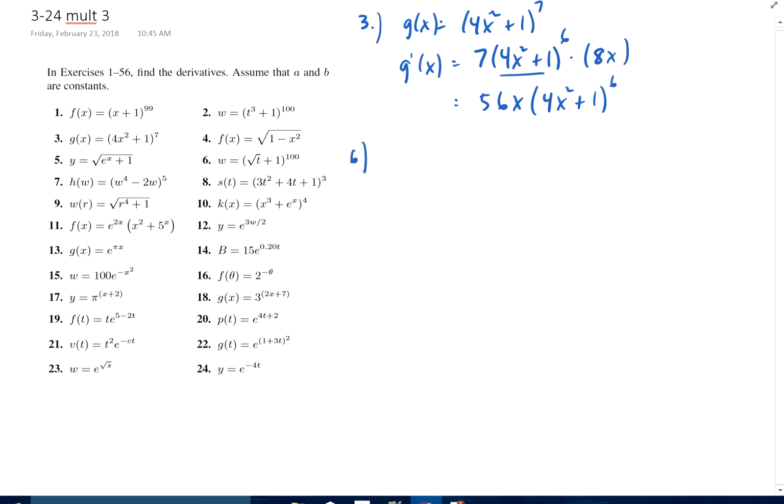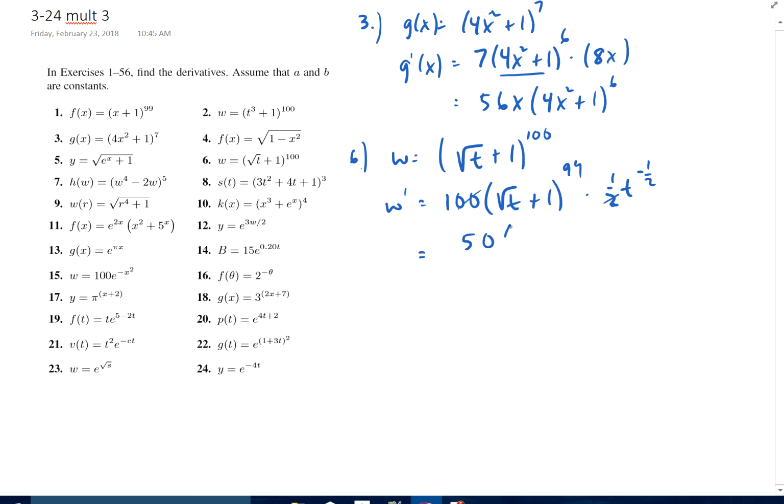Okay, 6. w equals (square root of t plus 1) to the 100. w prime, outside function first, 100 times (square root of t plus 1) to the 99, and then times the derivative of the inside. The derivative of square root of t is 1/2 t to the negative 1/2. There's not really a whole lot of simplifying we can do here. I guess there is. The 2 and the 100 gives you 50, (square root of t plus 1) to the 99 over square root of t, right?